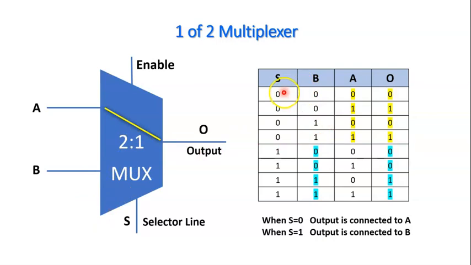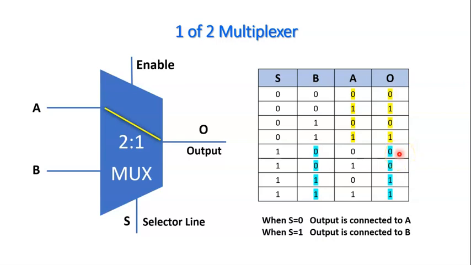What does it mean? Now I have already told you, as long as S is equal to 0, whatever is the data on A, 0101, that is connected to the output. So you will get the same output as that of A. And whenever S is equal to 1, you will get the output 0011, which is nothing but the data on the input B. So input B would be selected, 0011, and made available at the output.